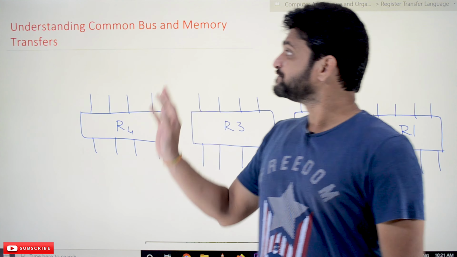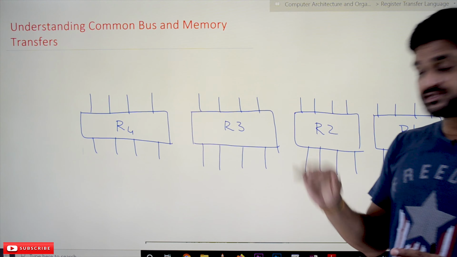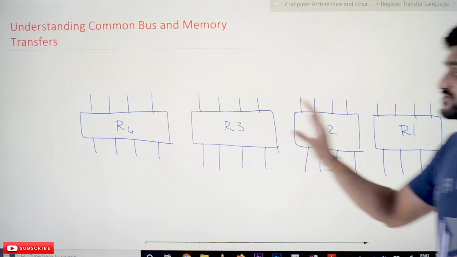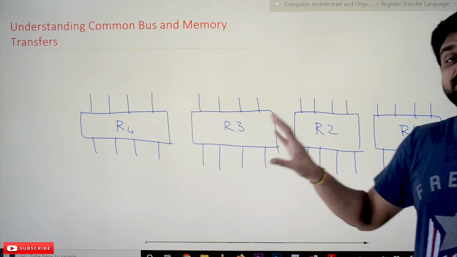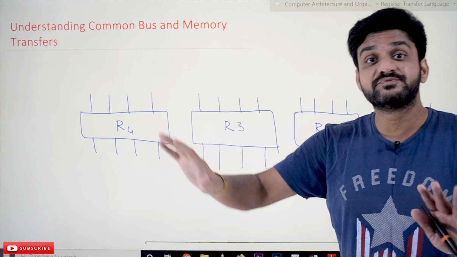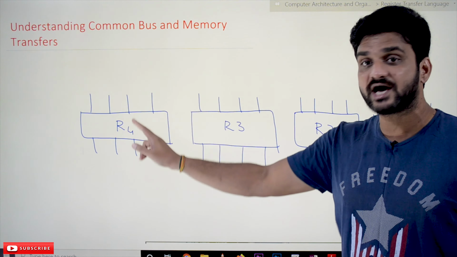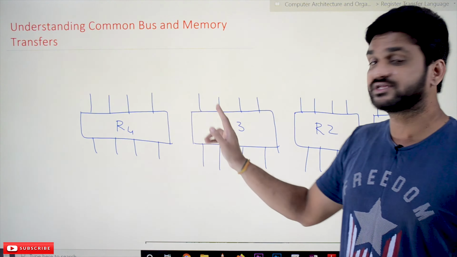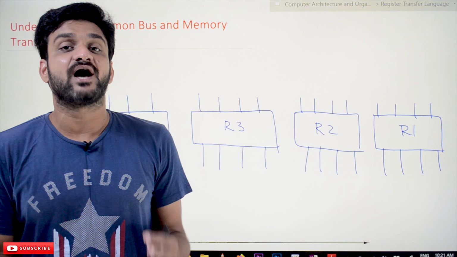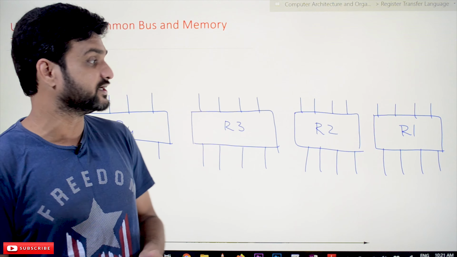Now coming to this class, what is this common bus and memory transfer? We will try to understand this concept by using an example. Suppose we have 4 registers, and these 4 registers are to be interconnected in such a way that every register is connected to every other register. For example, R1 should be interconnected to R2, R3, R4. Similarly, R2 should be interconnected with R1, R3 and R4. If this kind of interconnection is to be made, what is one way to do that?